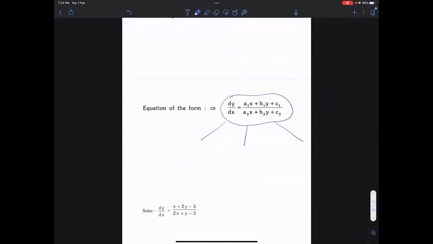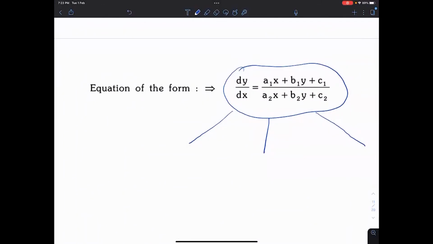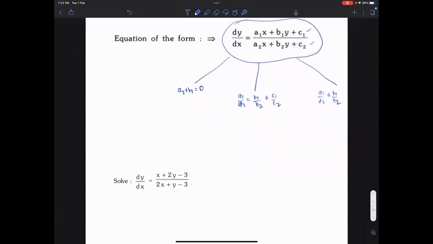So the first case is a1 plus b2 equals 0, you will follow one method. Second, if a1 by a2 is equal to b1 by b2, obviously not equal to c1 by c2, because if all three are equal, then cancellation will happen. What does a1 by a2 equals b1 by b2 mean? These two lines are parallel, and you will follow another method. Third case, if a1 by a2 is not equal to b1 by b2, you will follow yet another method. Okay, so let us see one by one.